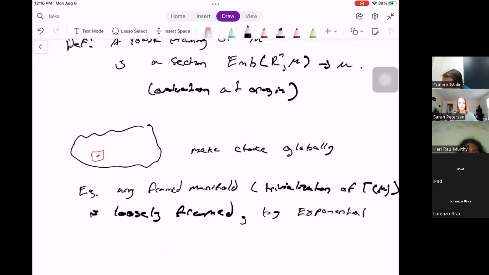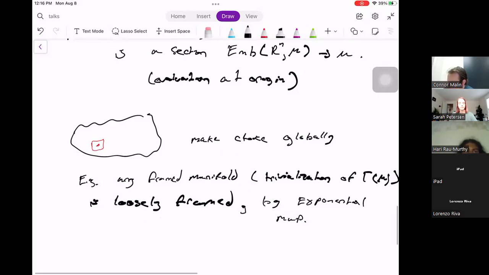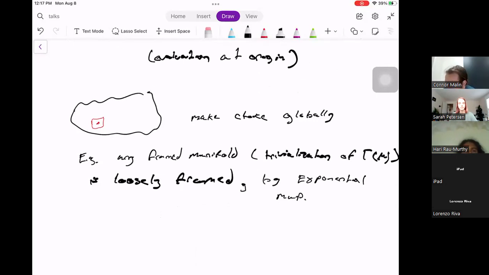So you pick a Riemannian metric. This lets you talk about the exponential map, and then you can globally pick a radius where the exponential map is injective, and this will induce a section of the framings of this map from the embeddings to M. Okay, so loose framings are not like an exotic thing. They're basically equivalent to trivializations of the tangent bundle.